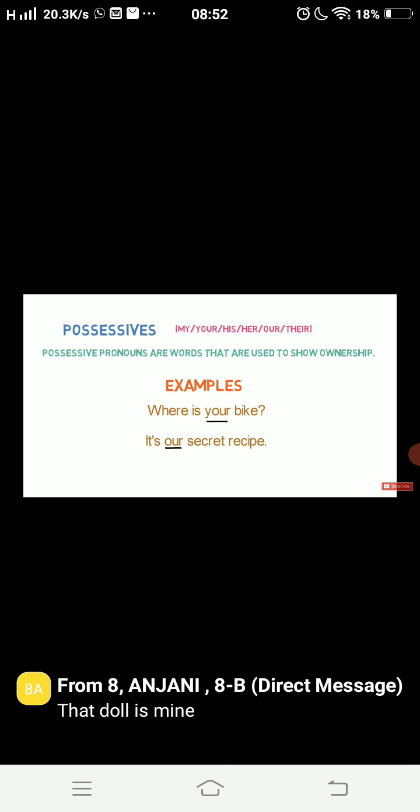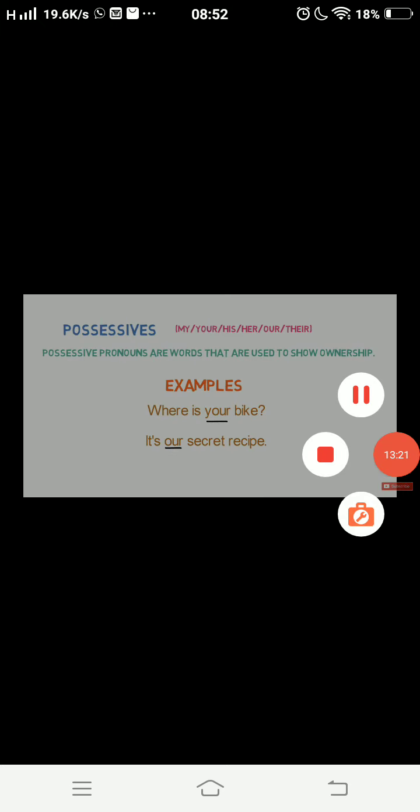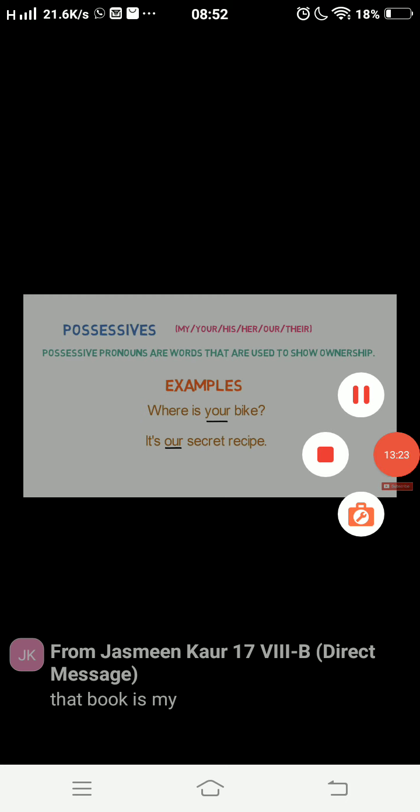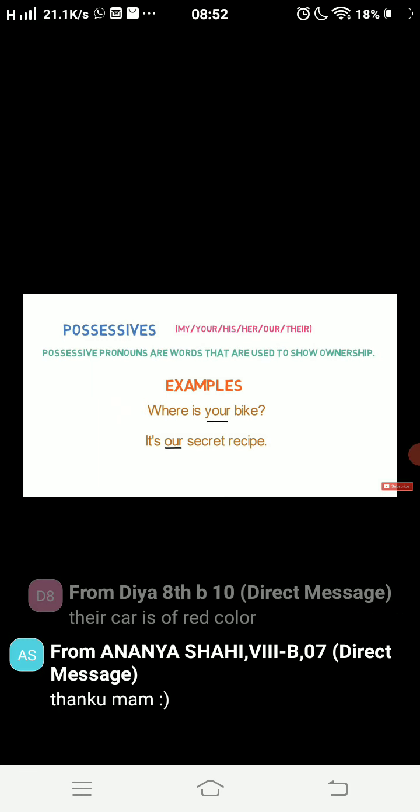Very good. So it means these students are quite active in my class. They have understood the meaning of possessives and they have sent me messages. They are typing in the chat box. That's good. Jasmine, that book is mine. Not my, but that book is mine.